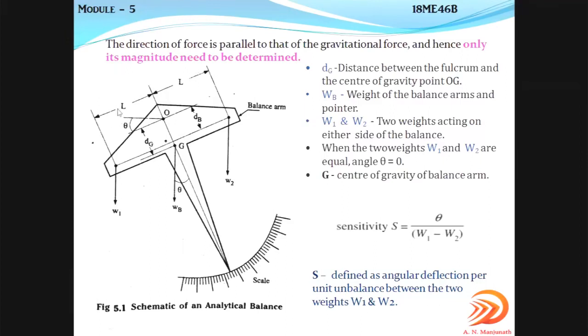This is a direct comparison of the unknown forces with the gravitational force. In this particular image, W2, what you are observing on the screen, is the known force, and W1 will be the unknown force. So it is a direct comparison of the unknown force with the gravitational force, with the help of this analytical balance. With the direction of the force, what you can see here, the arrow mark, the direction of the force is parallel to that of the gravitational force.